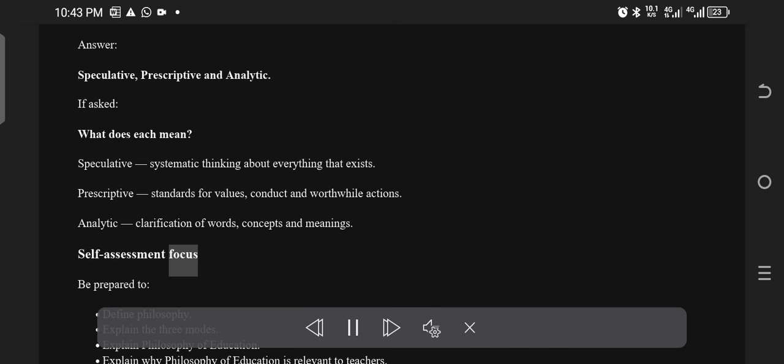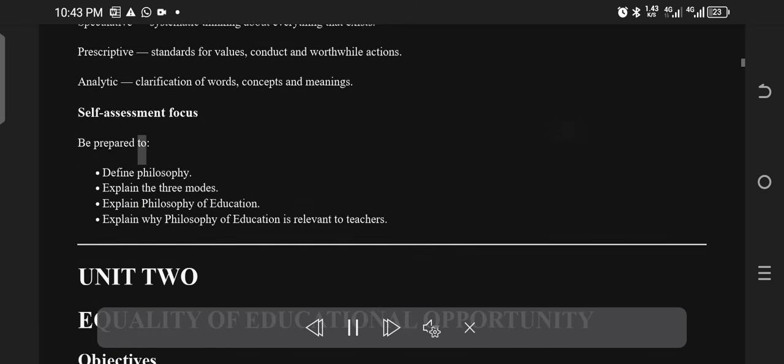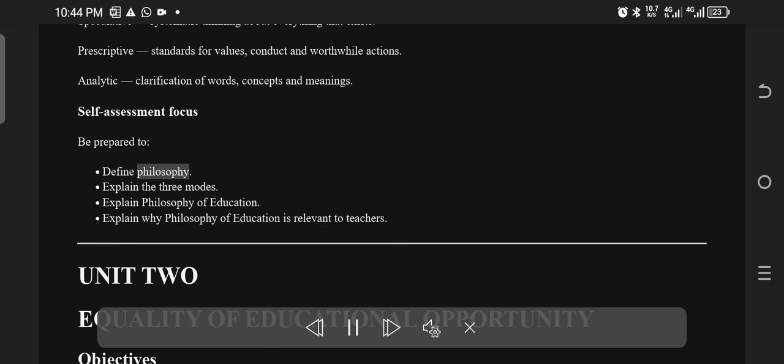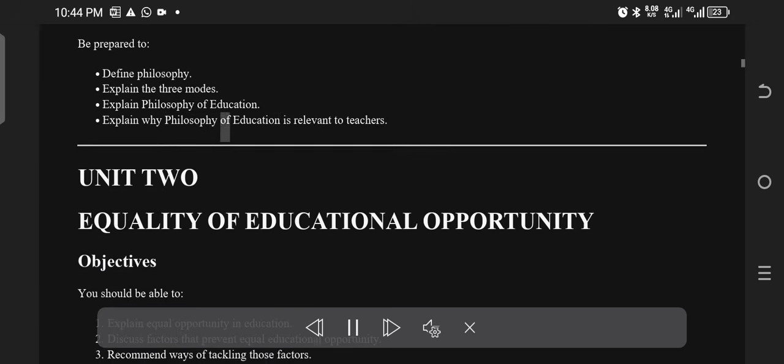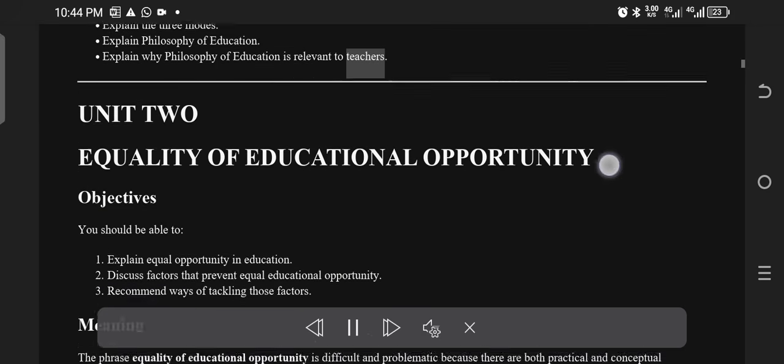Self-assessment focus. Be prepared to define philosophy. Explain the three modes. Explain philosophy of education. Explain why philosophy of education is relevant to teachers.